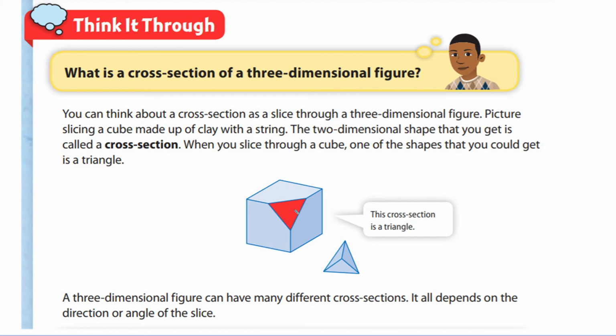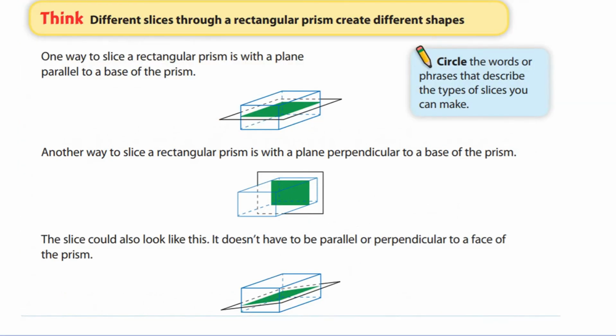A three-dimensional figure can have many different cross-sections. It all depends on the direction or angle of the slice. We just talked about that. So think about how this was sliced to create that triangle. Think. Different slices through a rectangular prism create different shapes.